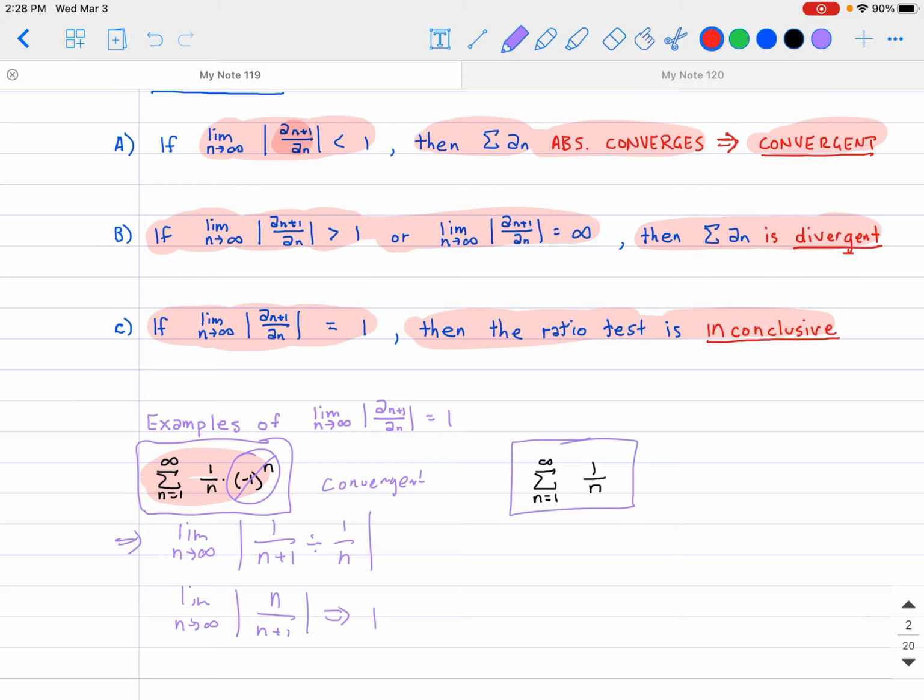Whereas if I take this guy over here, the harmonic series by itself, and I apply the ratio test, you're definitely going to get exactly the same thing, but this one is going to be divergent. So here are basically two counterexamples to show that you're going to get something inconclusive, because it could be either convergent or divergent, and you're going to have to use something else besides the ratio test.